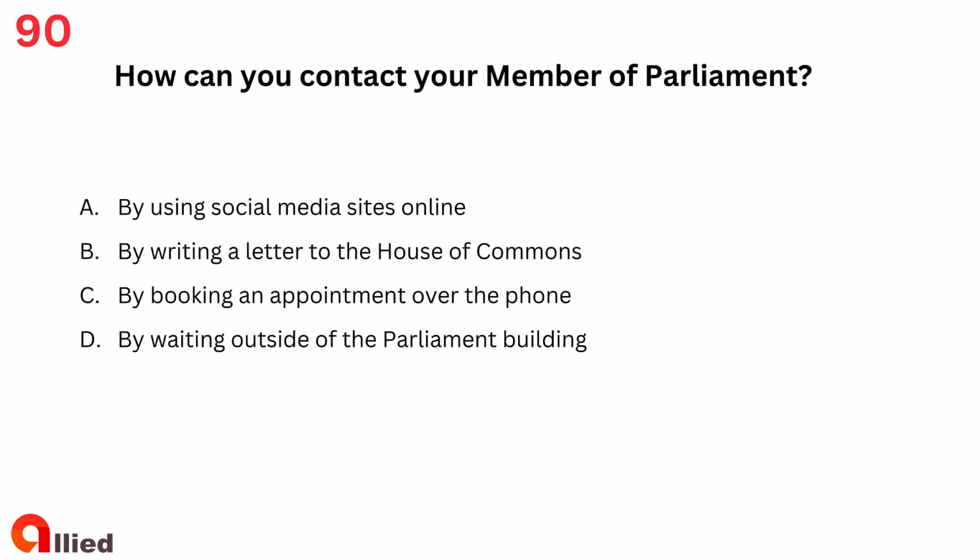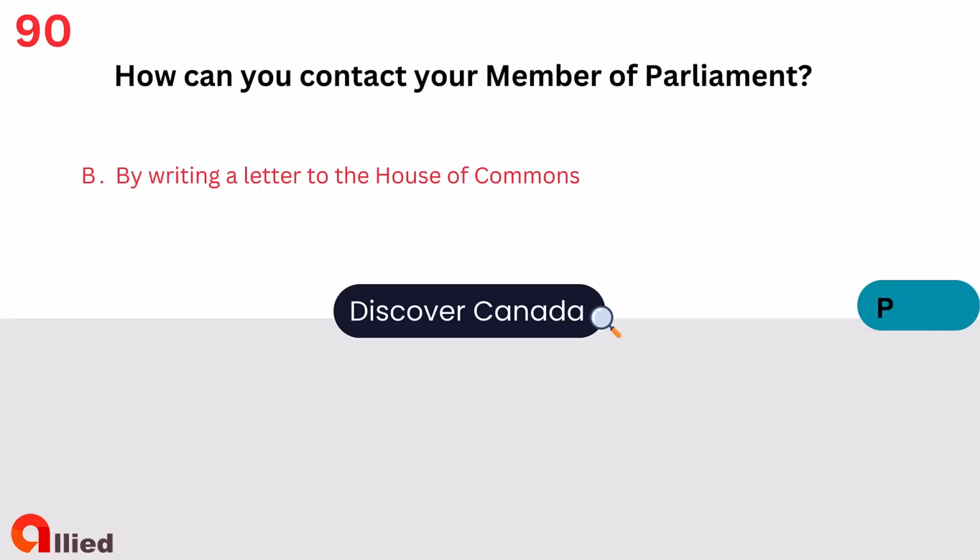Question 90. How can you contact your Member of Parliament? A. By using social media sites online. B. By writing a letter to the House of Commons. C. By booking an appointment over the phone. D. By waiting outside of the Parliament building. The answer is B. By writing a letter to the House of Commons.